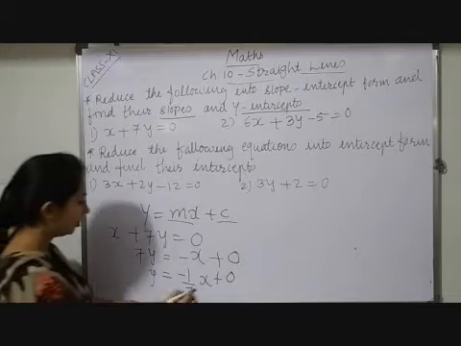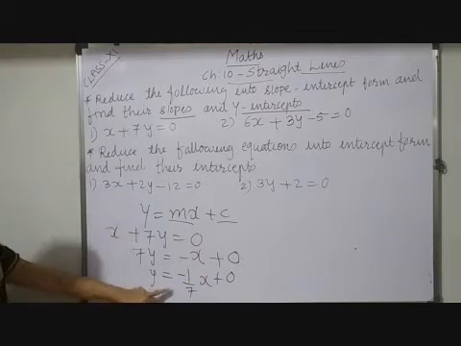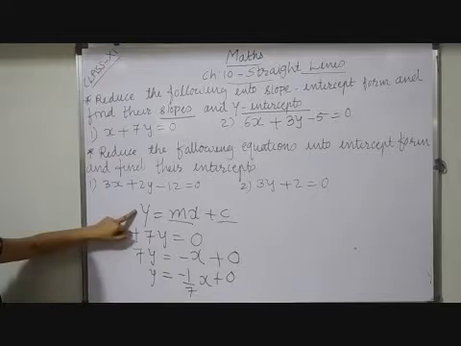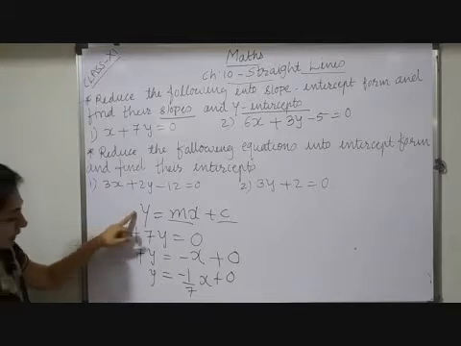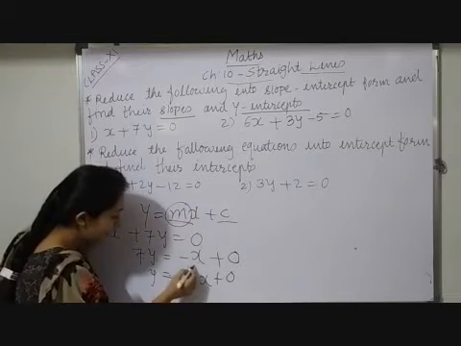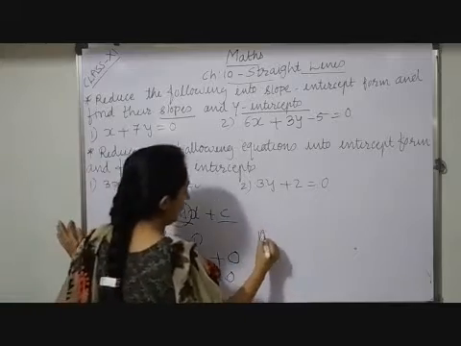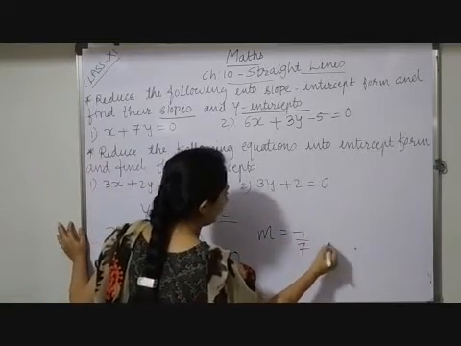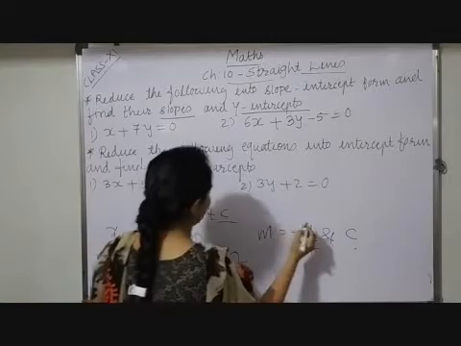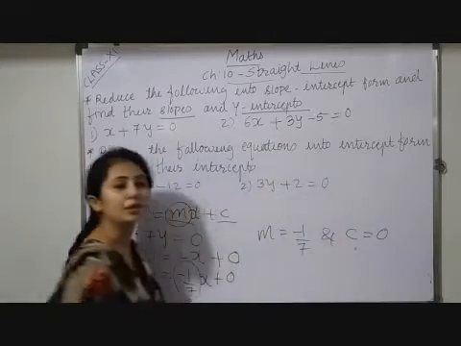Now compare this equation with the general form of slope-intercept form. While comparing, we will get m = -1/7 and the y-intercept, that is c, = 0.